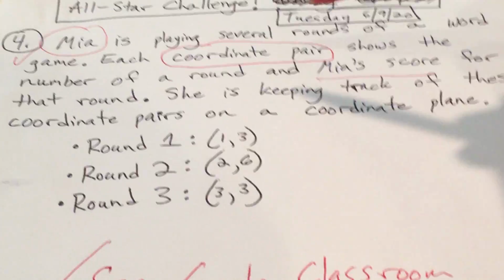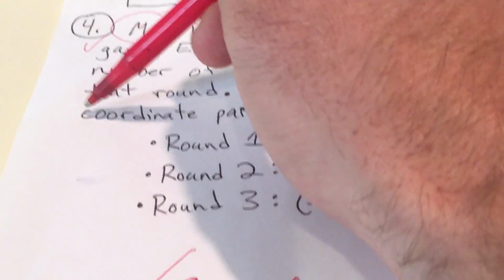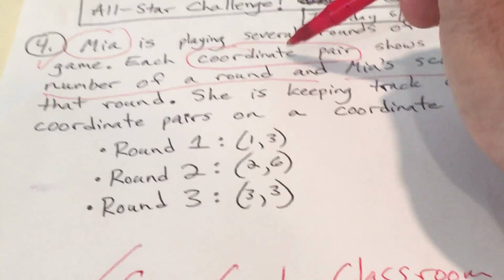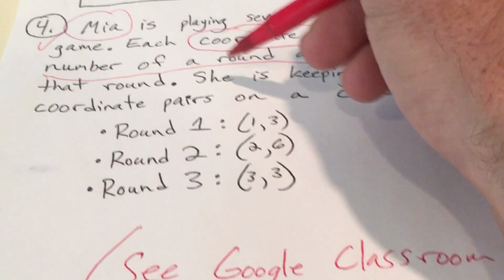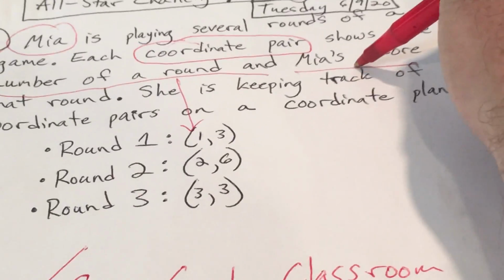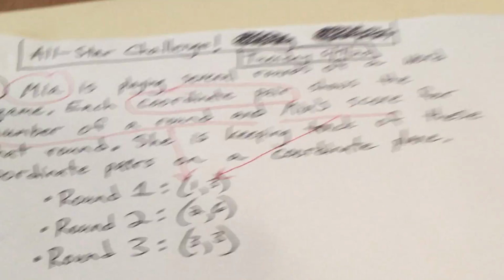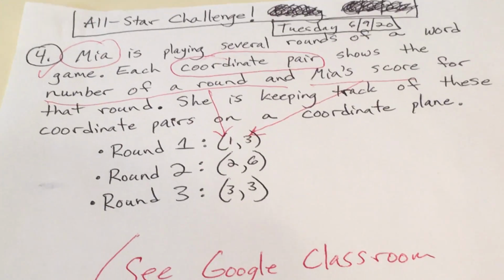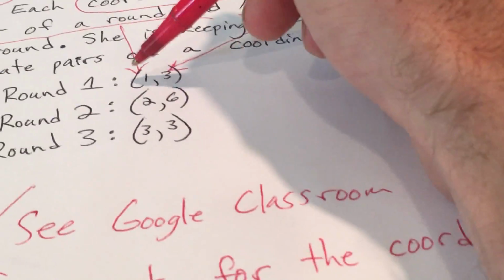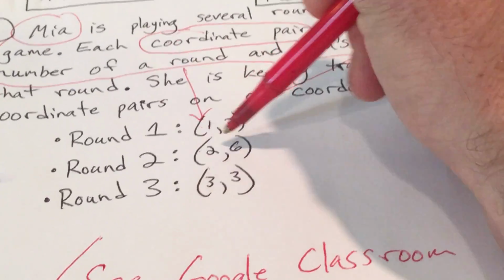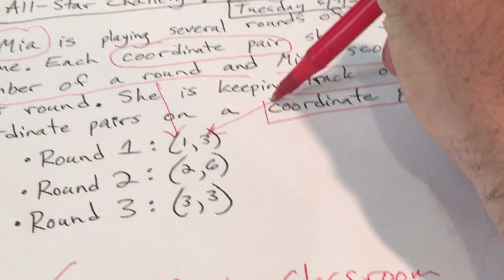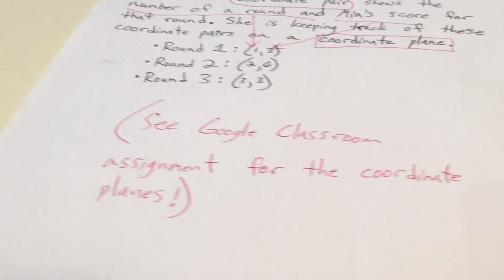Okay, so very carefully, I'm really carefully reading through this. It first shows the number of rounds. So if you're not sure exactly what coordinate pairs are showing, this is the number of the round, and this is Mia's score for that round. She is keeping track of these coordinate pairs on a coordinate plane. So these are the pairs, right? There's 2 of them. And she's going to be keeping track of it on a coordinate plane, which is what I will show you on the computer because I couldn't draw it quite that well.